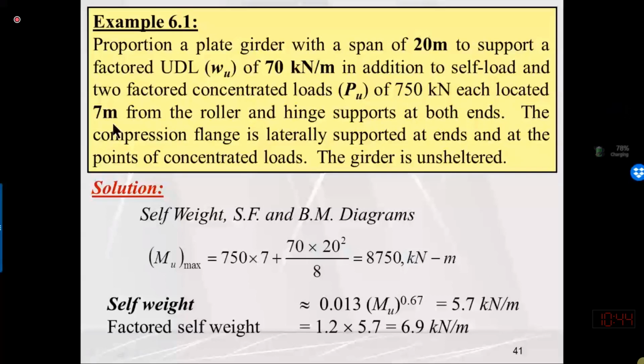The compression flange is laterally supported at ends. So bracing is provided in the lateral direction at ends and at the point of concentrated load, maybe with the help of a secondary beam or by any way. And the girder is unstiffened. Why is this information given? Because this information will be used to decide the thickness of the web based upon the Kilian phenomenon. So first of all, let me explain the problem from the figure.